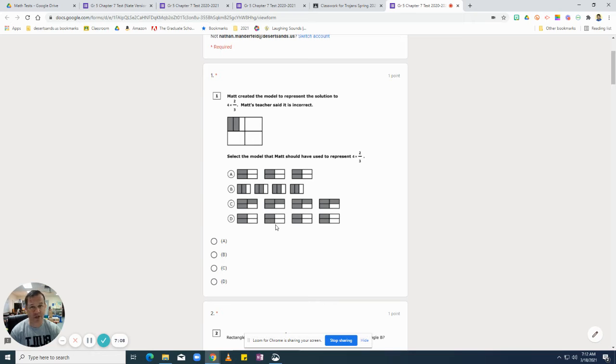I wouldn't just look at the picture. I've had a lot of kids get this problem wrong before, and you shouldn't. Everybody that I've seen knows how to draw that.